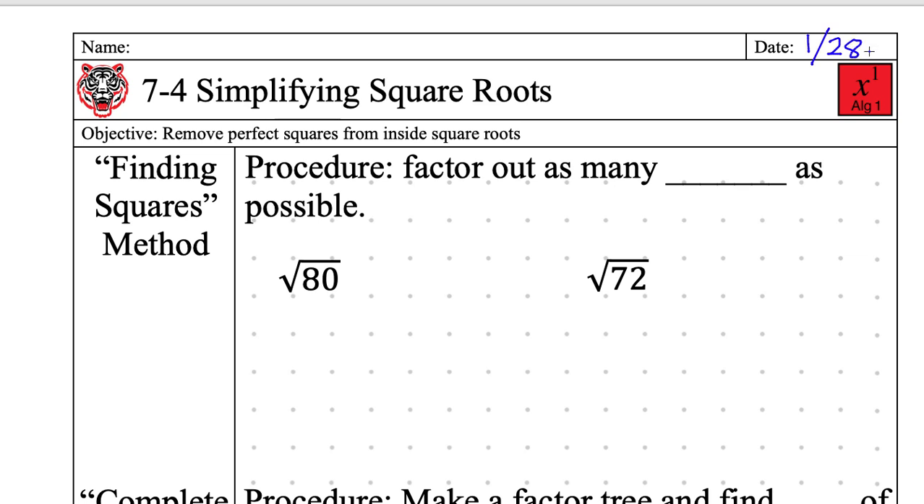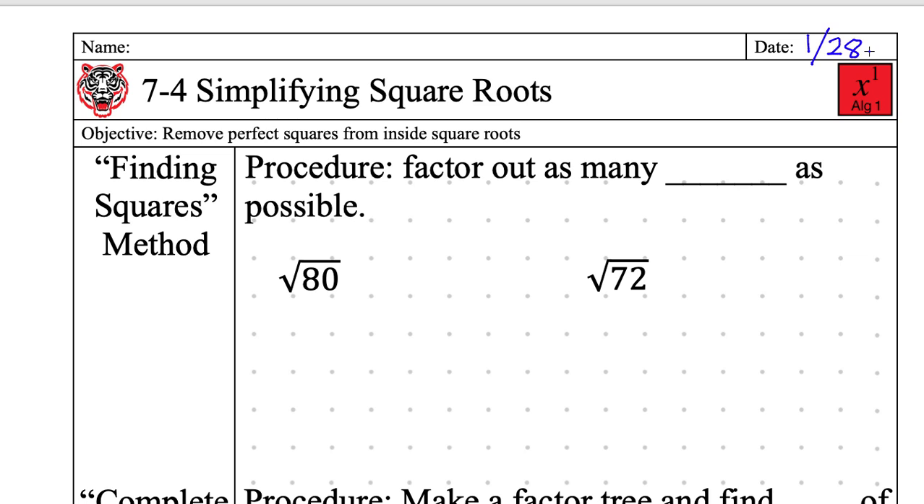All right, so today's date is Tuesday, January 28th, 2020. We are on lesson 7-4, simplifying square roots. Tomorrow is 7-5, simplifying square roots with variables. Who wants to read our objective for today? Emma was first. Remove perfect squares from inside square roots. There it is, thank you.